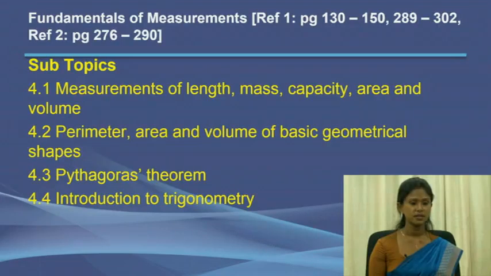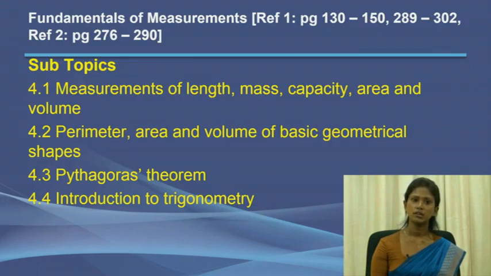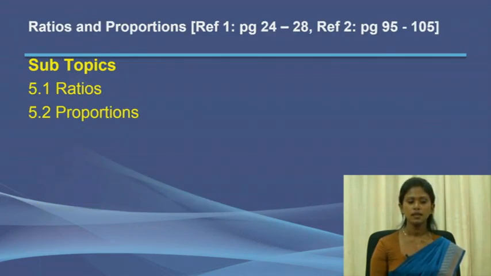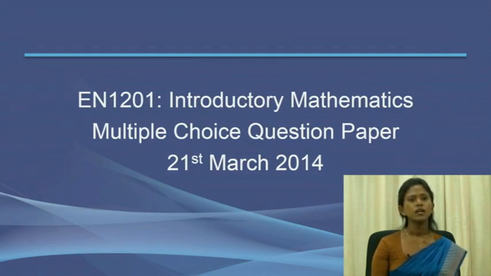Before moving to the revision, I would like to remind you that today our revision is based on these chapters. Fundamentals of Measurements, which is chapter number 4. Under this chapter, we are going to have subtopics like measurements of length, mass, capacity, area and volume, perimeter, area and volume of basic geometrical shapes, Pythagoras theorem, and introduction to trigonometry. Next, the fifth chapter, ratios and proportions. Subtopics include ratios and proportions. So we will move on to the paper.